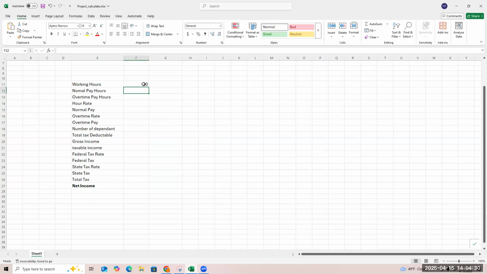That means you have overtime hours here. So the normal pay hours, you have 40 a week, and out of that, for 20 hours, you have the overtime pay hours. So suppose that you have the pay rate here, the hourly rate, of 15.